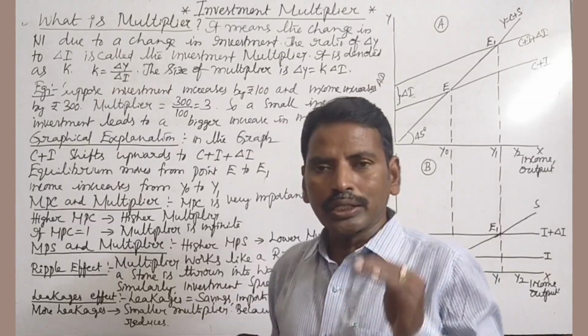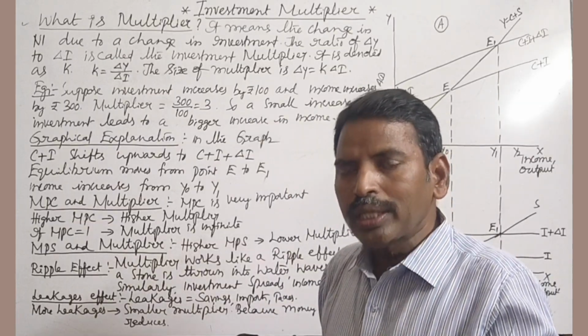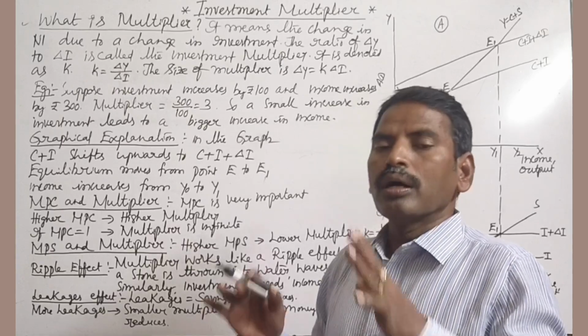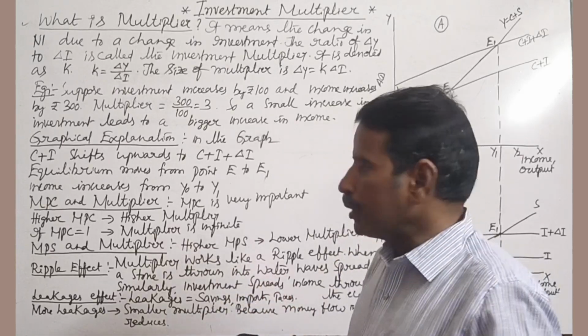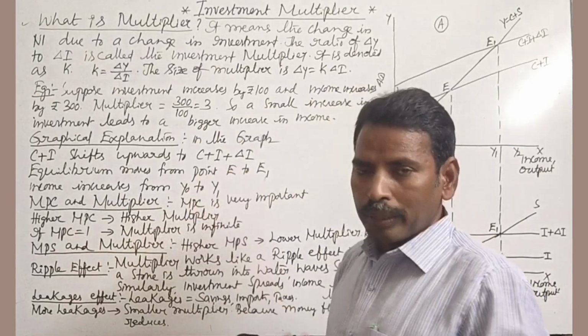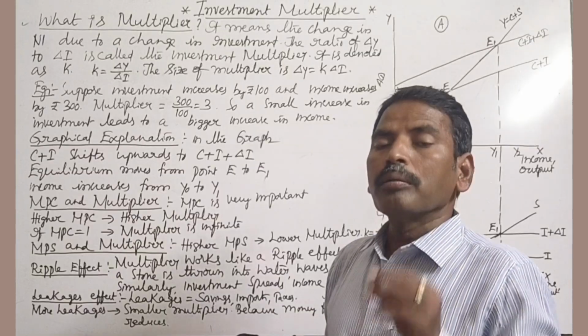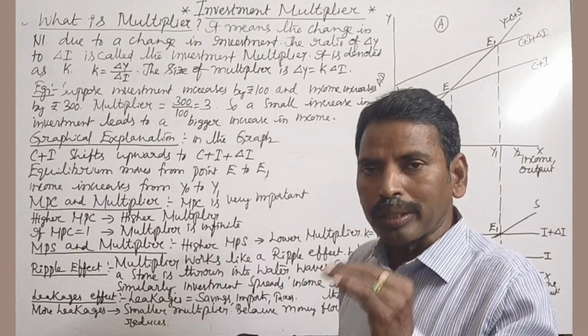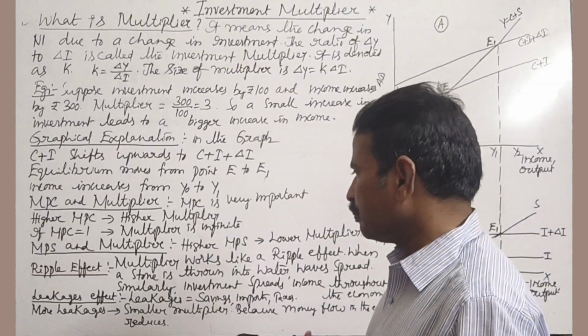What is the relation between MPC and multiplier? There is a positive or direct relationship between MPC and multiplier. MPC is equal to marginal propensity to consume, that means delta C by delta Y. Next.